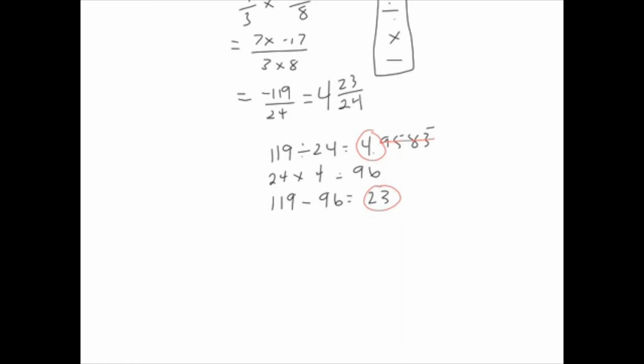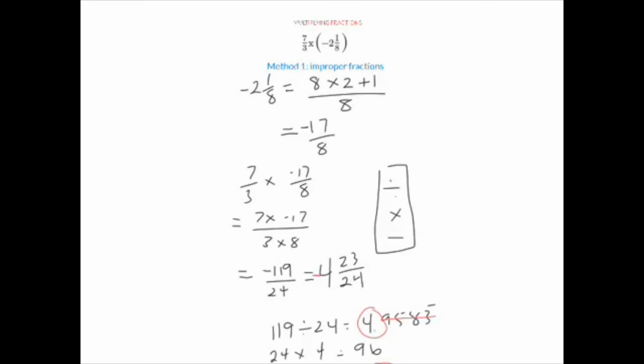So 4 and 23 over 24, but notice that again this was a negative 119, so it will be a negative 4 and 23 over 24.